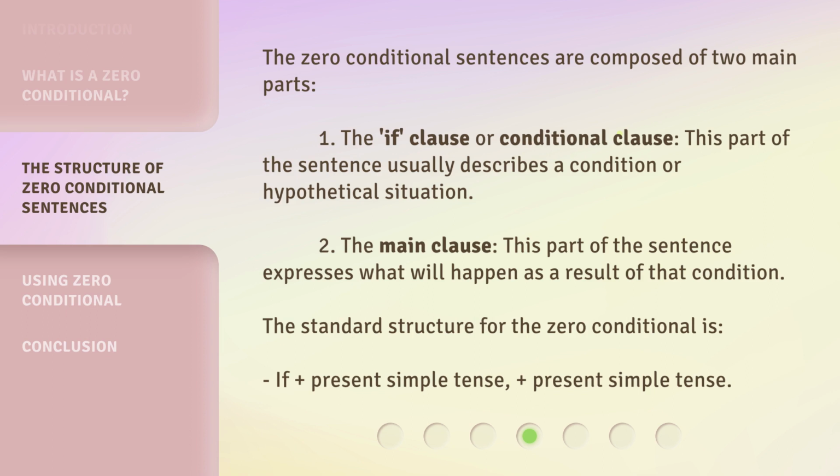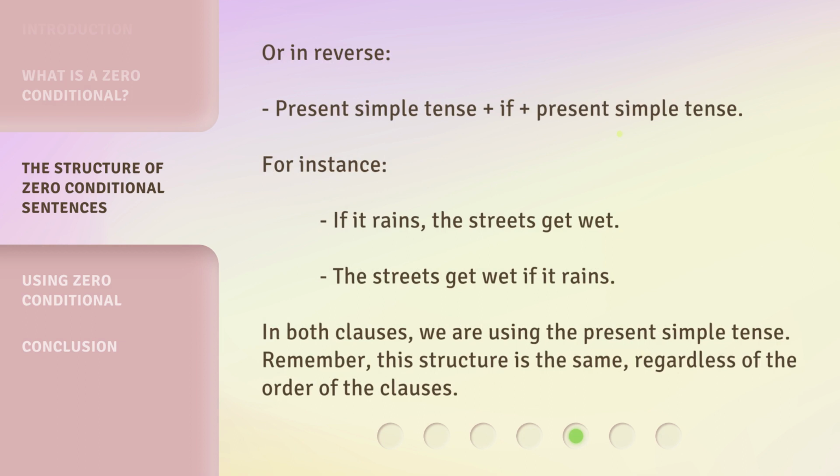The standard structure for the zero conditional is if plus present simple tense, plus present simple tense. Or in reverse, present simple tense plus if plus present simple tense. For instance, if it rains, the streets get wet. The streets get wet if it rains. In both clauses, we are using the present simple tense. Remember, this structure is the same, regardless of the order of the clauses.